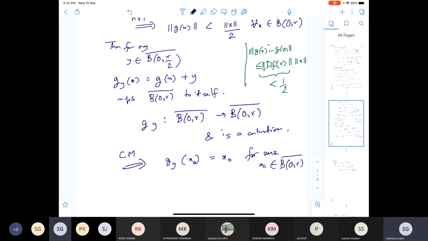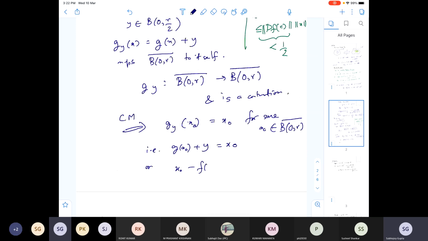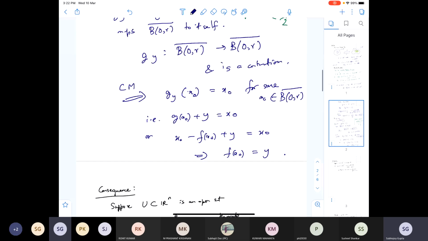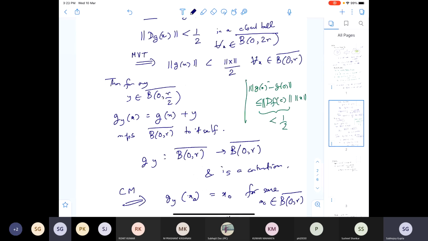And what does that mean? If you look at the definition of g_y, it's g of x naught plus y equals x naught. Or if you look at how g was defined, it means x naught minus f of x naught plus y equals x naught, which just means that f of x naught equals y. So what you've done is found that there exists some x naught that maps to y.